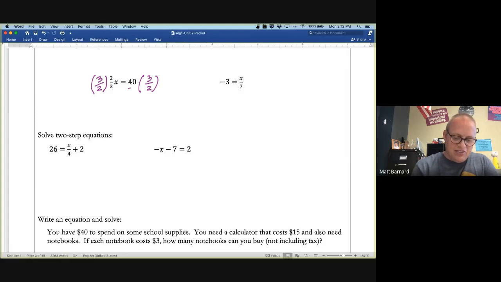Now, I'm going to write this 40 as 4 over 1. The reason I multiply by 3 halves is, watch what happens on the left side. 3 times 2 is 6, and 2 times 3 is 6. So I get 6 over 6, which is 1. Or I can cross all of these out, and I get just 1 since I'm just left with x.